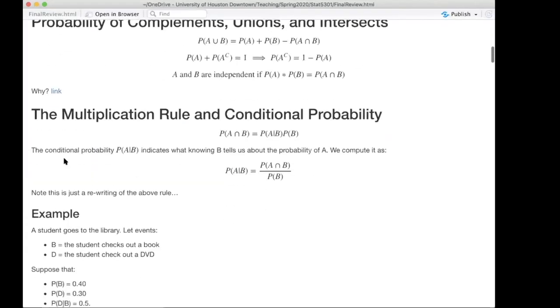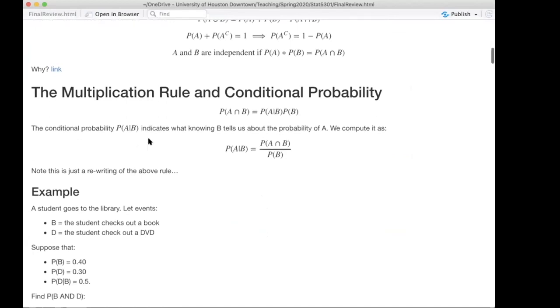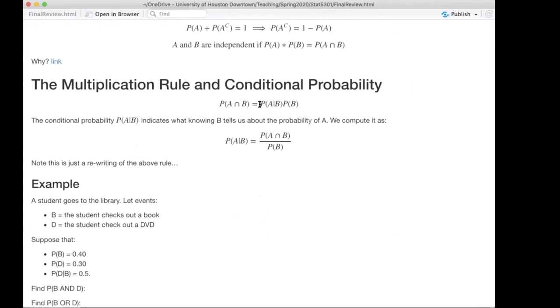So our multiplication rule is where we start to factor in our conditional probability, right? Conditional probability, refresher, is indicating what knowing B tells us about the probability of A. So this is our multiplication rule. The probability of the intersection is the probability of A given B times the probability of B, right? It is also the probability of B given A times the probability of A. You can do it either way.